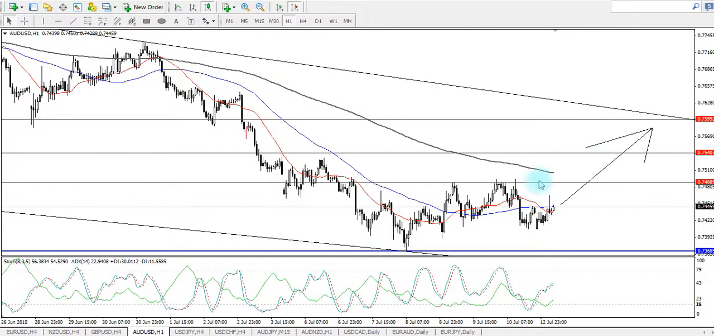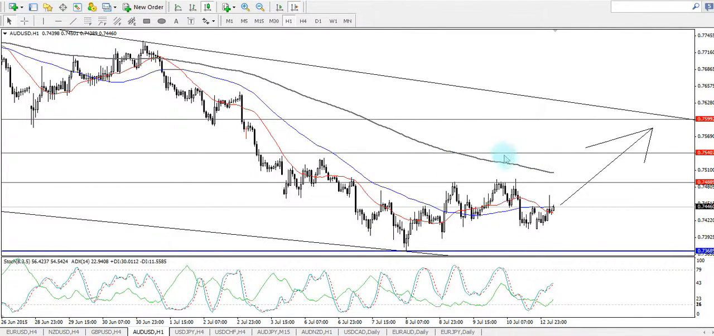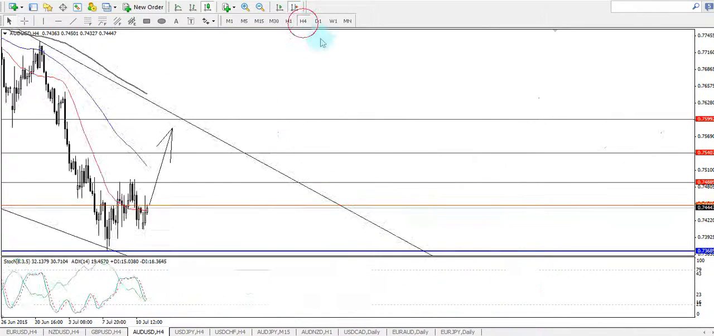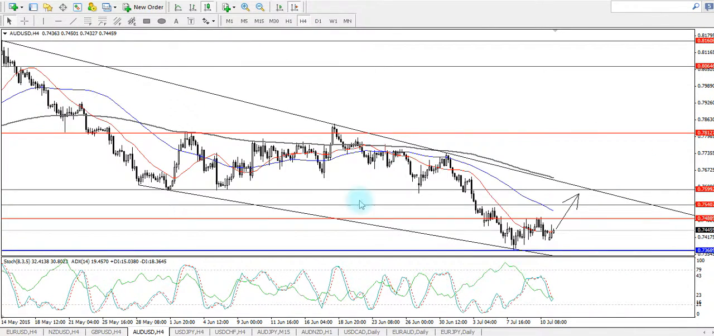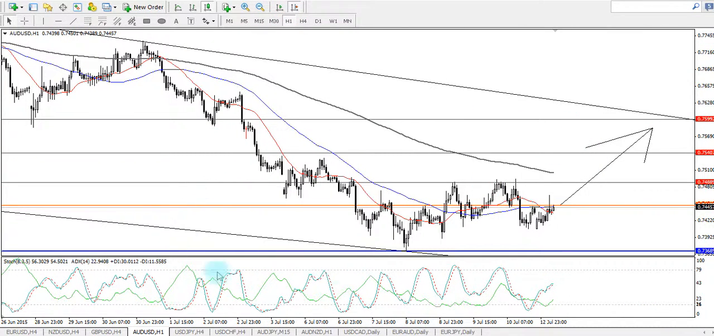Alright, followed by the price of 0.7540, which is the Fibonacci expansion level 141.4% measured from the bottom here to the top here, and then the final level will be somewhere at the price of 0.7600, which is at the falling trend line itself. Alright, so these are the three levels that you can look for if you were to go for a long opportunity. And that's pretty much for the Aussie against US dollar.